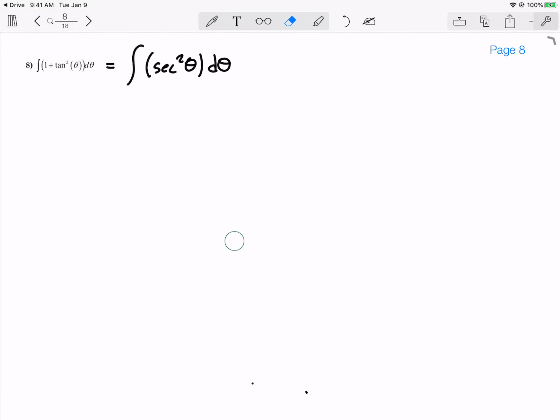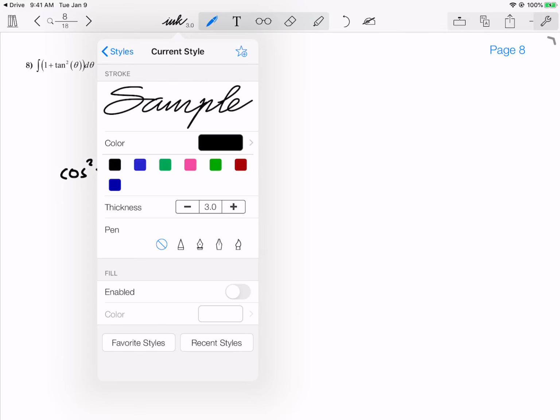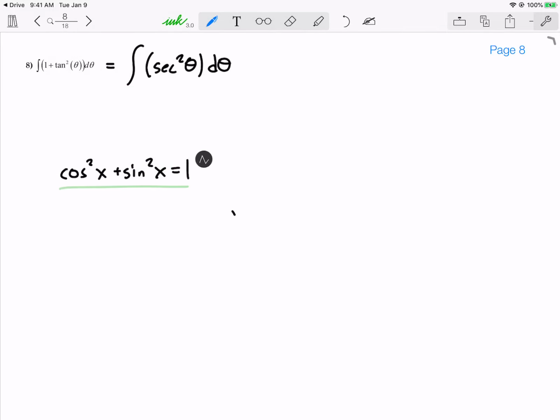And how do I remember that? Well, I actually don't waste brain space for that. I only remember that cosine squared x plus sine squared x equals 1. If I divide this whole equation by sine squared, let's do that. If I divide everything by sine squared of x, I end up with cosine squared over sine squared is cotangent squared x.